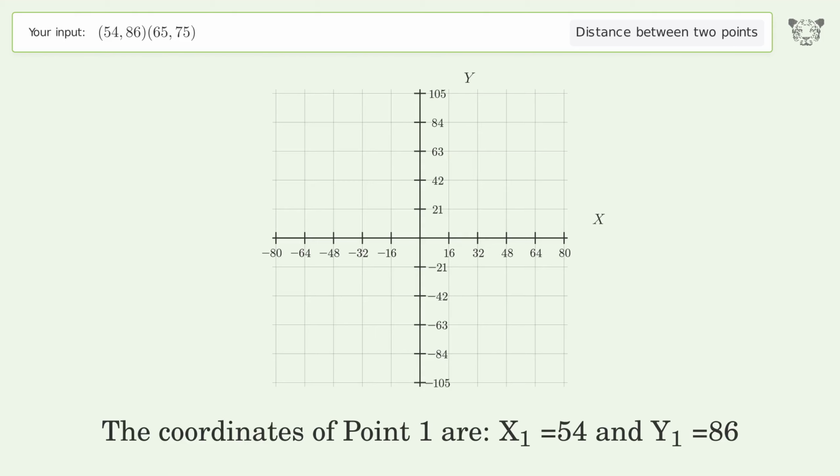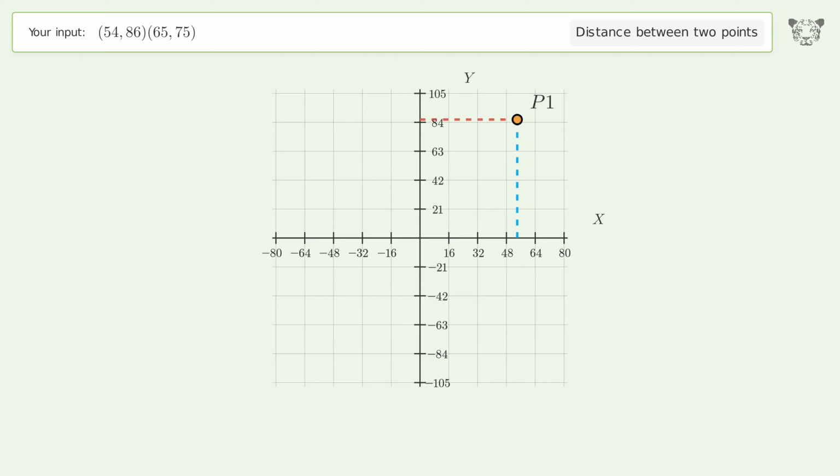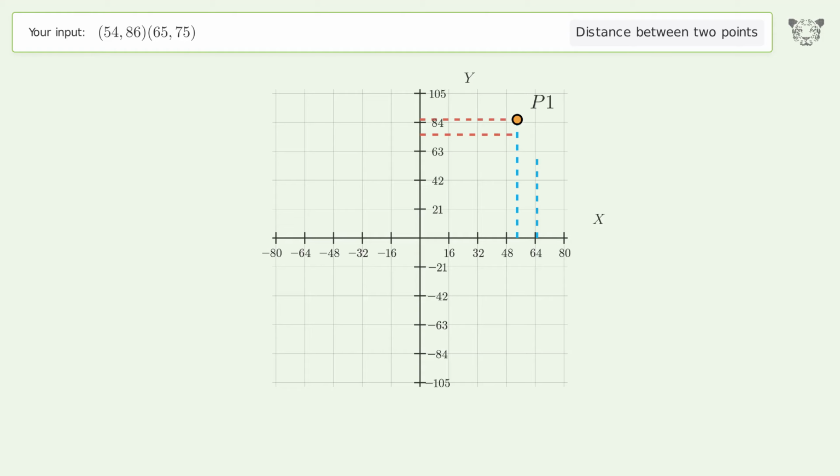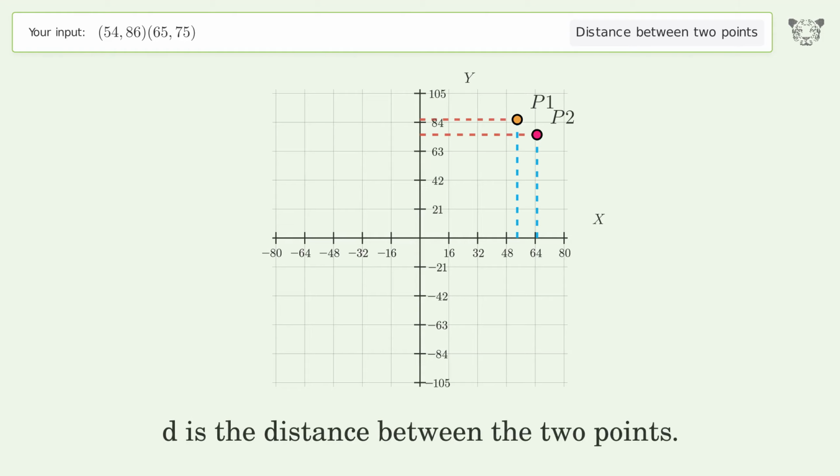The coordinates of point 1 are x1 equals 54 and y1 equals 86. The coordinates of point 2 are x2 equals 65 and y2 equals 75. D is the distance between the 2 points.